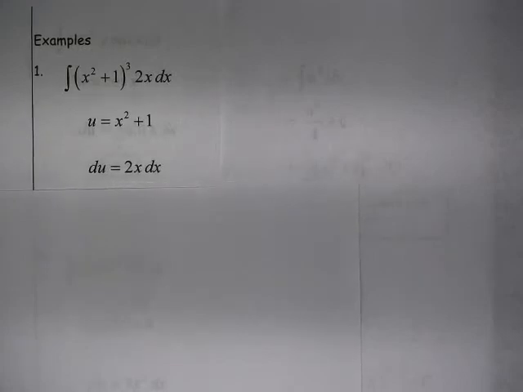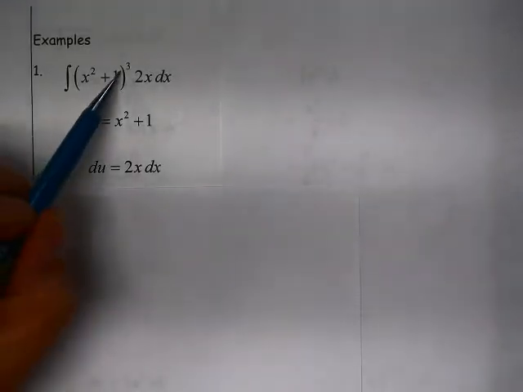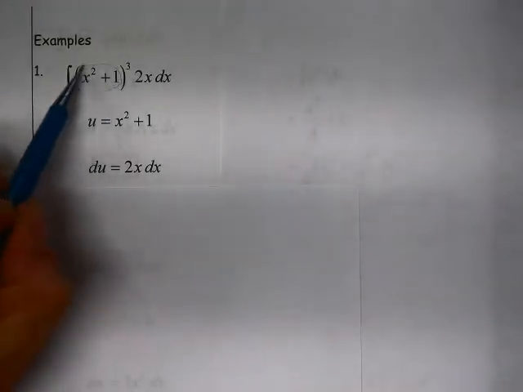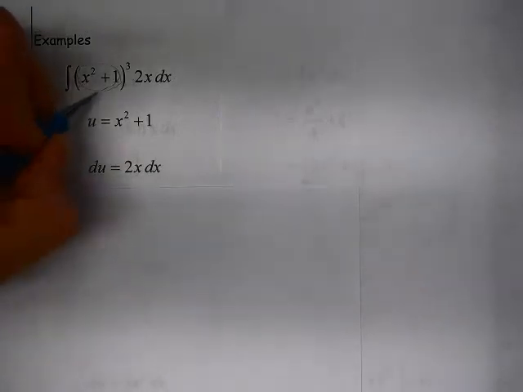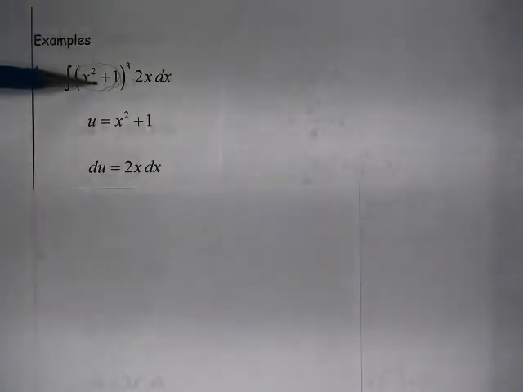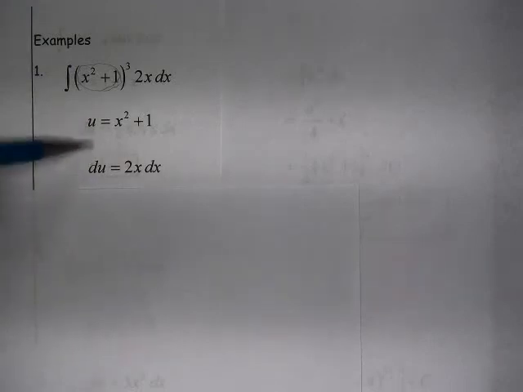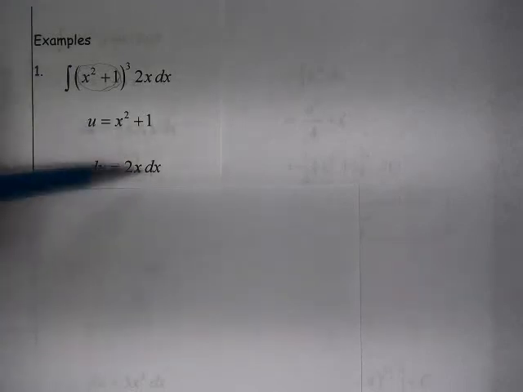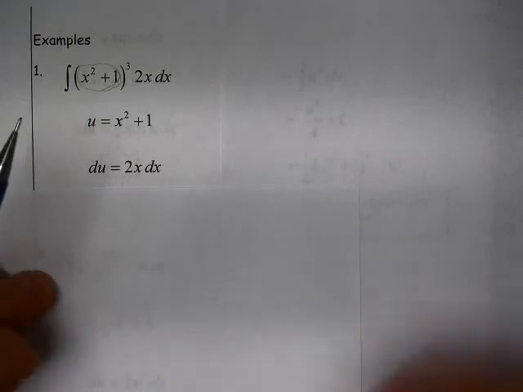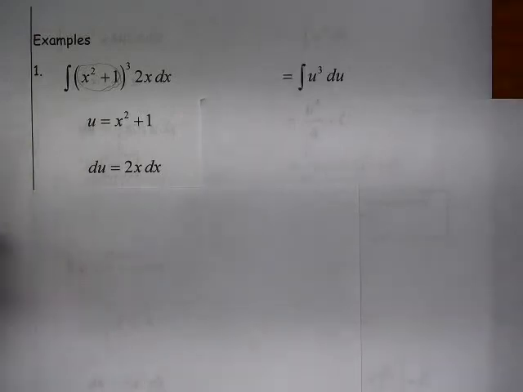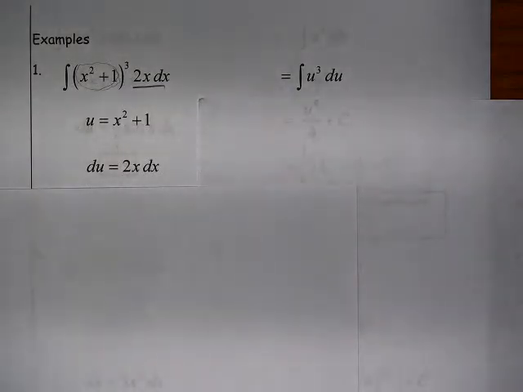In this case I have a quantity raised to a power, so this in here I can think of as the inner part of my composite function. So I call this u. u is that inner part there. And then notice that when I find the differential of u, du, it's 2x dx. So that takes care of the rest of that indefinite integral, the 2x dx.